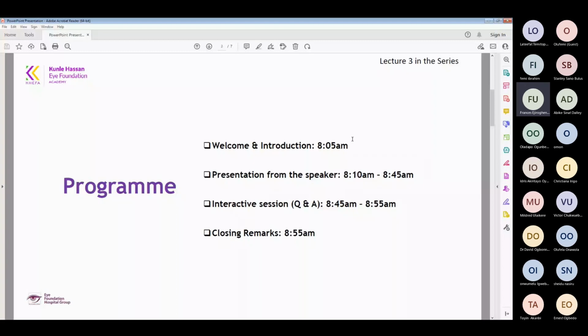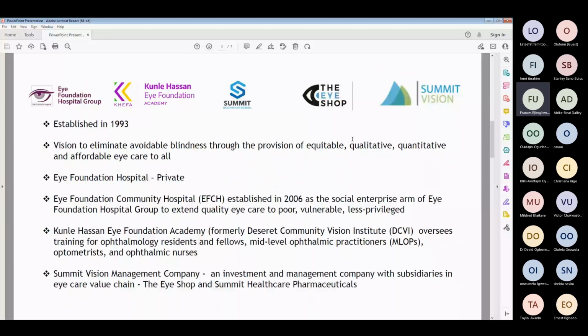I'll give a brief introduction of the Kunle Hassan Eye Foundation Academy. It is a member of the Eye Foundation Eye Care System, formerly known as the Deseret Community Vision Institute, which oversees the training for ophthalmology residents, fellows and middle-level ophthalmic practitioners. Under the Eye Foundation Eye Care System, we have the Eye Foundation Hospital Group, the Summit Healthcare Pharmaceutical, the Eye Shop, and the Summit Vision Group.